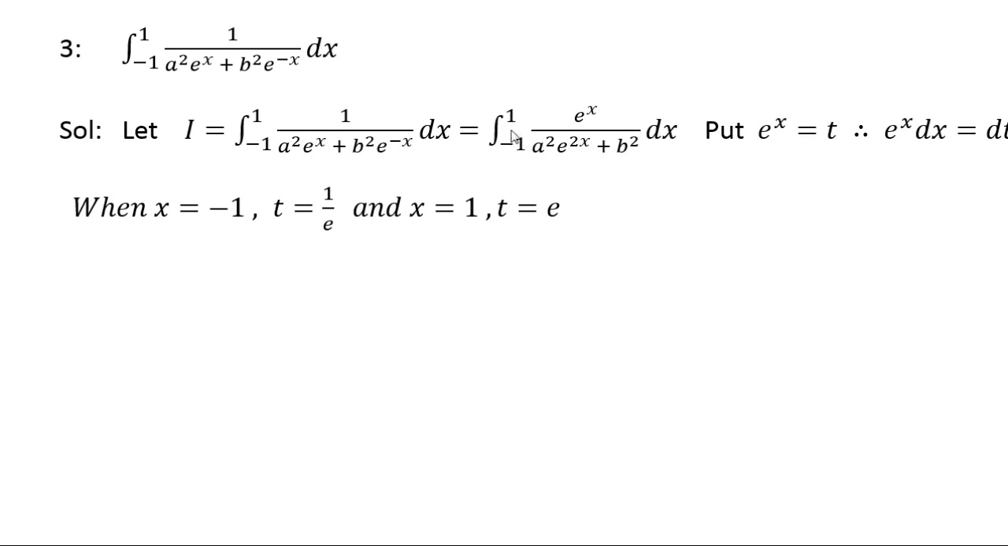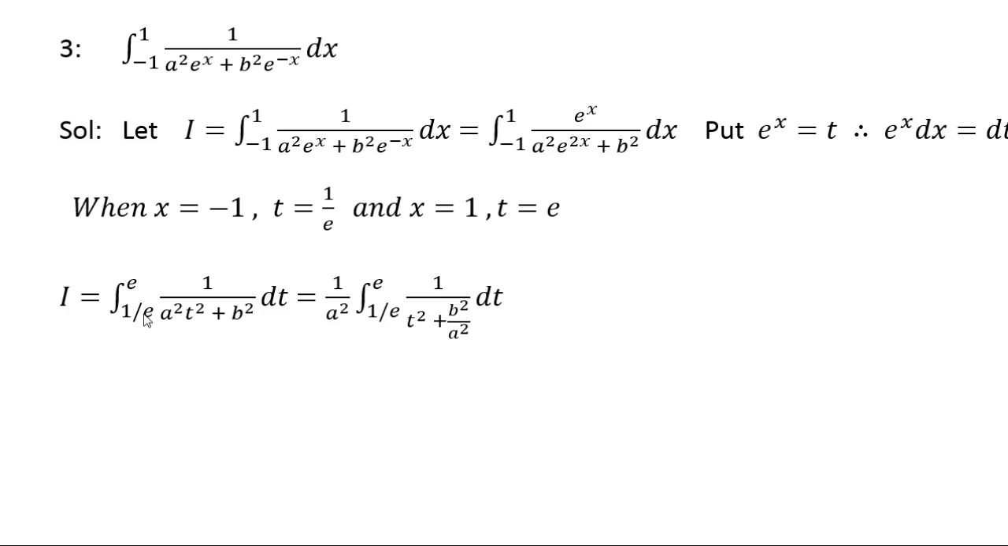And when I put x is equal to 1 in this substitution, I get t is equal to e. So e will be the upper limit. So in the new integral, lower limit will be 1 upon e and upper limit will be e. These are the limits of t, these are the values of t.